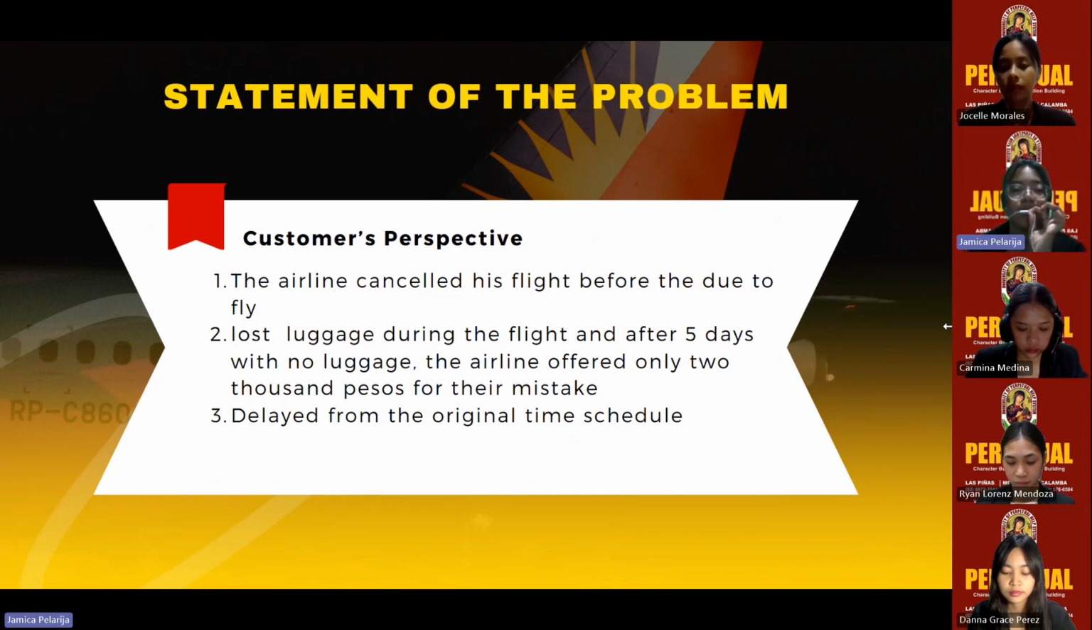The last one is delayed from the original time schedule. Delayed flights disrupt plans, causing inconvenience and frustration. While airlines may not always control delays, customers expect transparency and timely updates. Airlines are responsible for effective communication and assistance, while customers expect compensation or accommodations for significant delays caused by the airline's negligence.